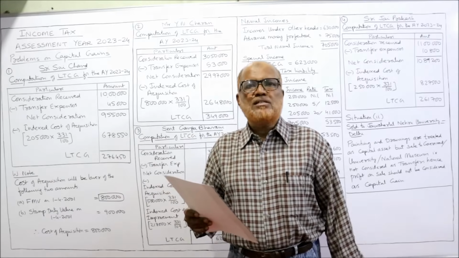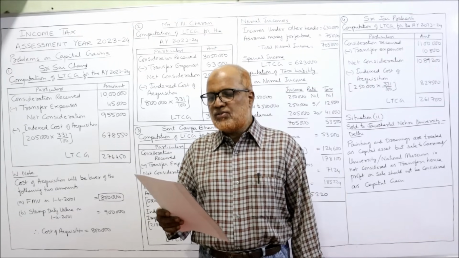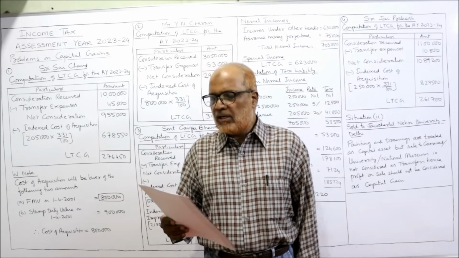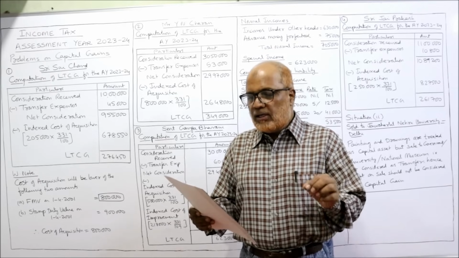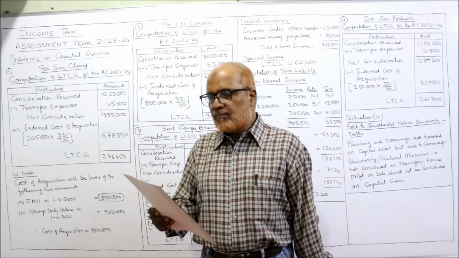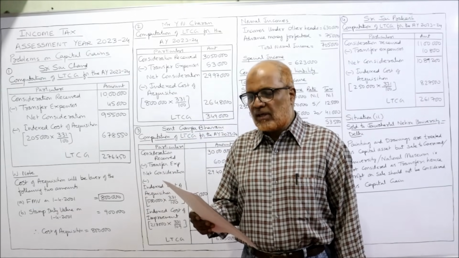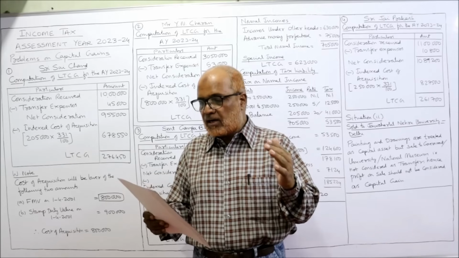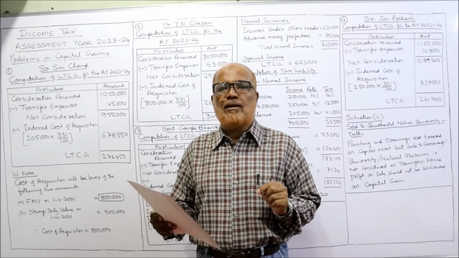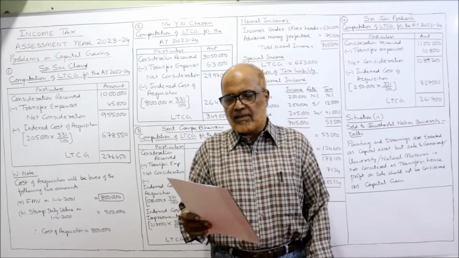Now, see the first problem. Sri Sai Chand purchased gold ornaments for rupees 2,05,000 in the financial year 2001-2002. During the previous year, he sold the ornaments for rupees 10 lakh. Transfer fees 45,000. The cost inflation index in the year of purchase was 100 and in the year of sale is 331. Calculate income from capital gain.